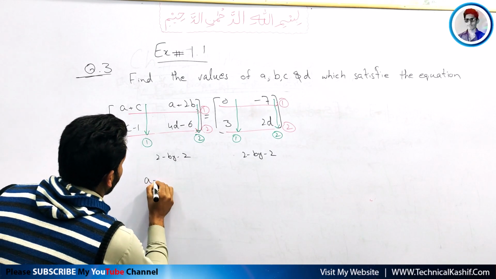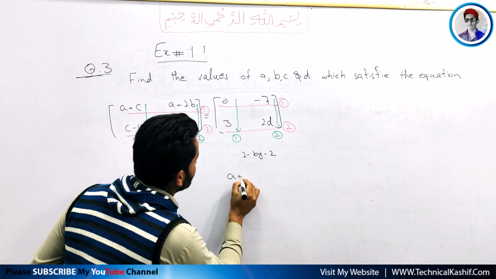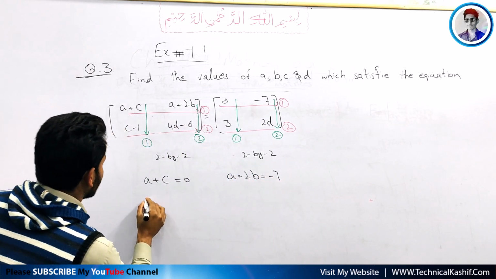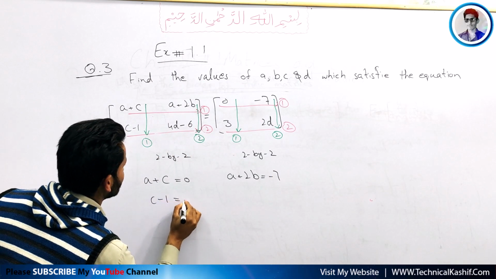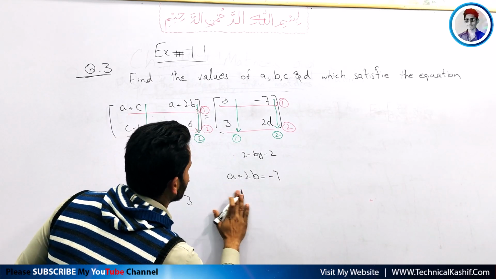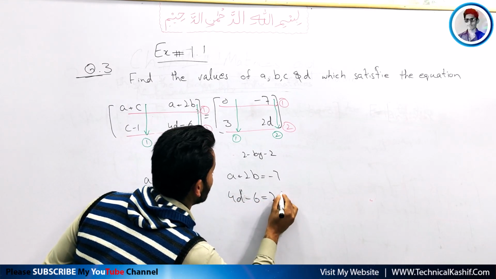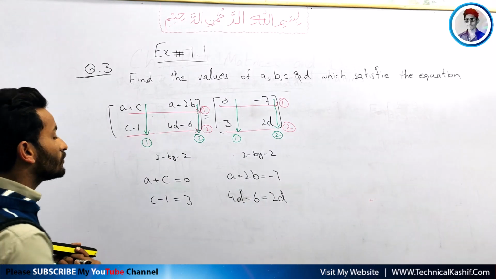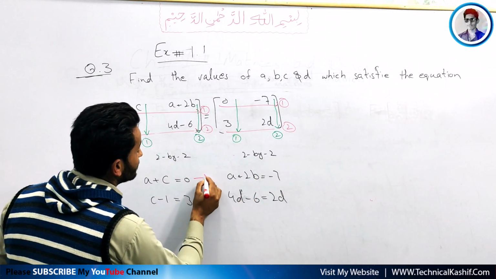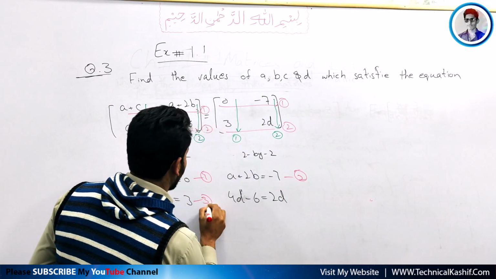First one, a plus c is equal to 0. Second one, a plus 2b is equal to minus 7. Third one, c minus 1 is equal to 3. And the fourth one, 4d minus 6 is equal to 2d. By using these four equations, we have to find the values of a, b, c and d. First, second, third and fourth.